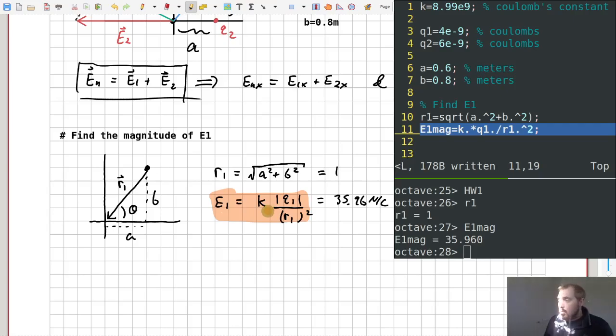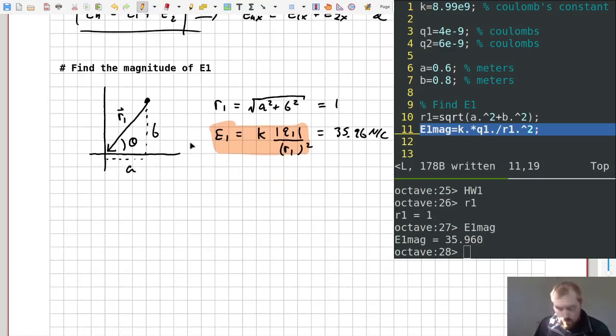All right, so we've got our magnitude. Let's get the components now. Let's keep going. I've got the magnitude. Let's now find the components of E1.